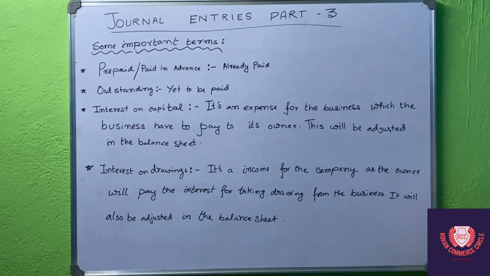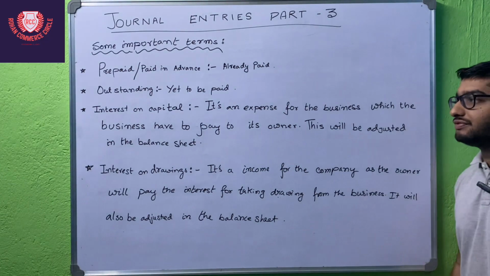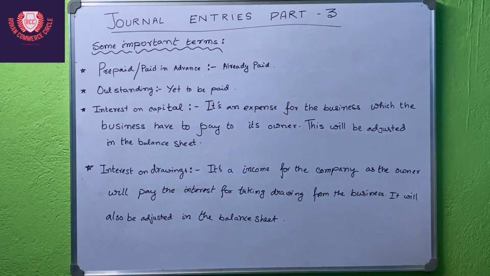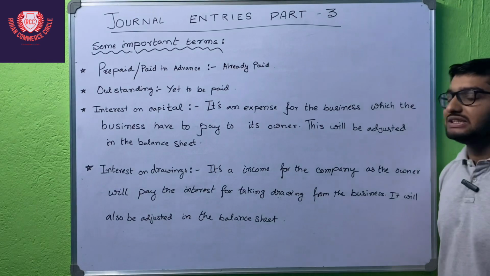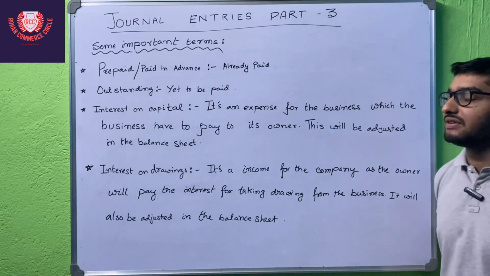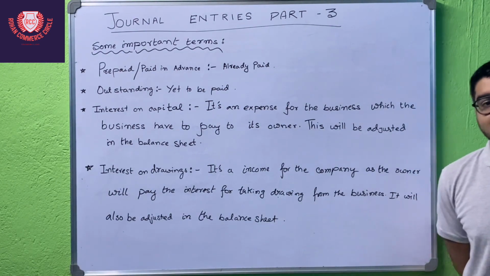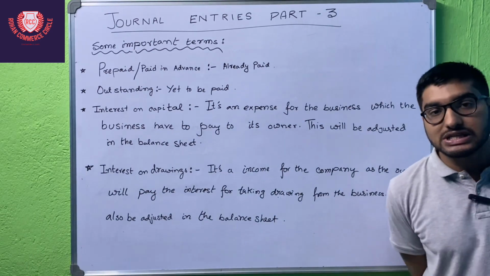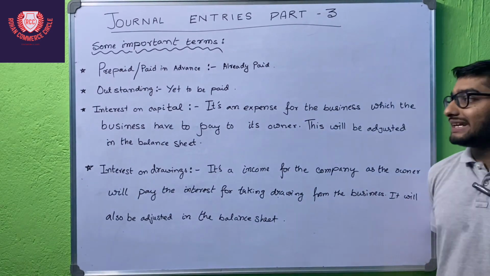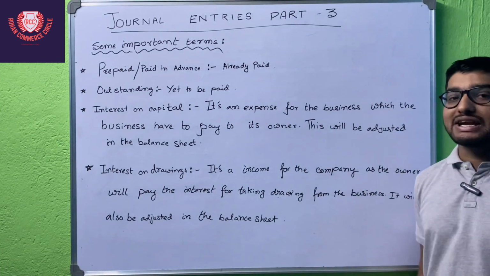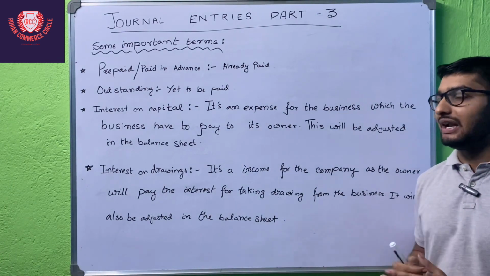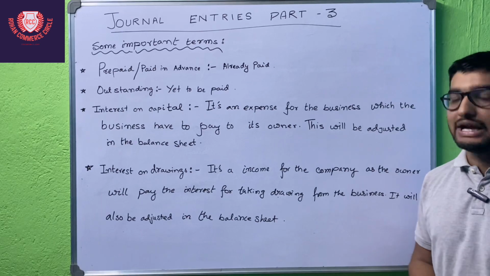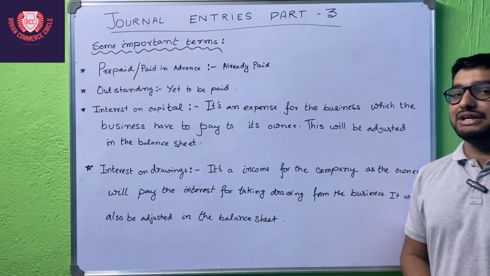Now we will be coming to some important terms before doing the journals. What are those terms, students? First is prepaid or paid in advance. Paid in advance means we have already paid it. That is an asset for us. Okay. Now the second is outstanding. Outstanding means yet to be paid. That means we have to pay it, right? So that is a liability for us.